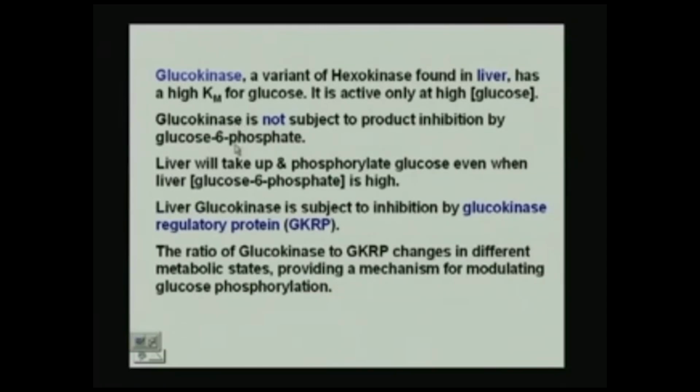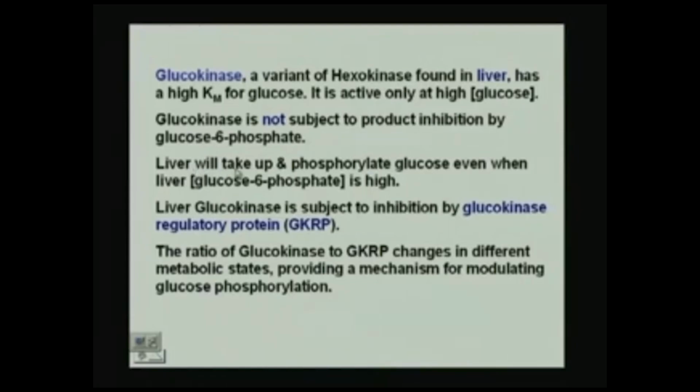Because why? It is not inhibited by glucose 6 phosphate. So, any glucose that comes into contact with glucokinase will have a phosphate transferred to it. As simple as that. Why is that? Because glucokinase is not subject to product inhibition by glucose 6 phosphate. So, glucokinase actually works at high glucose concentrations. When there is high glucose, glucokinase will transfer a phosphate to the glucose.